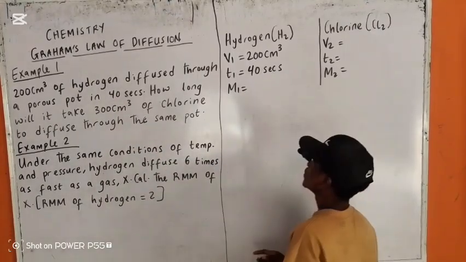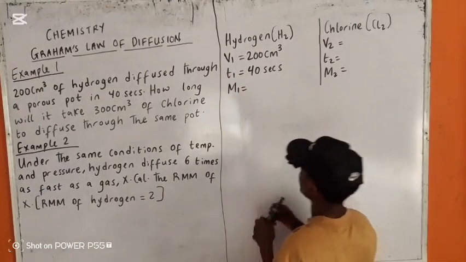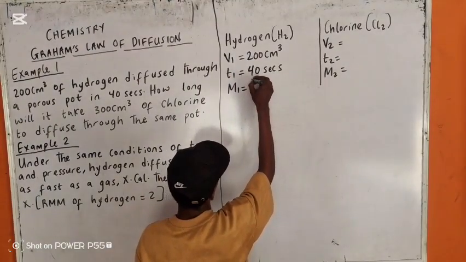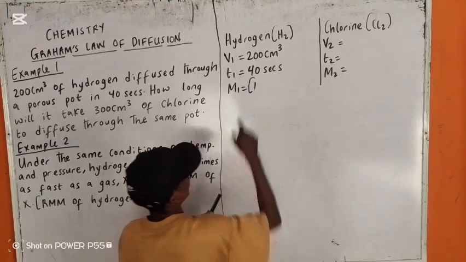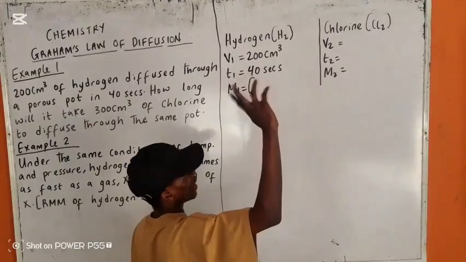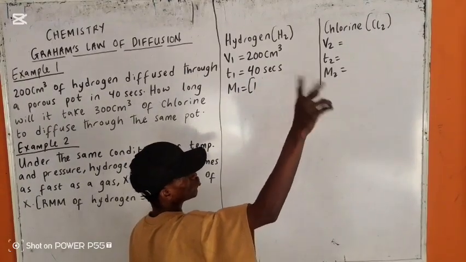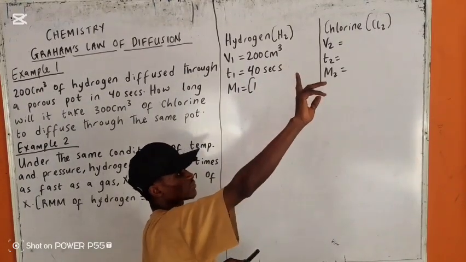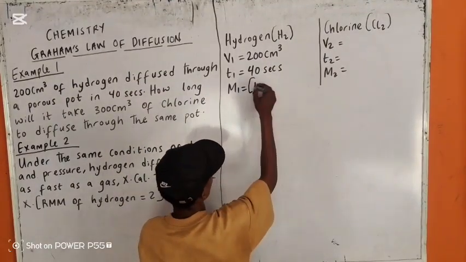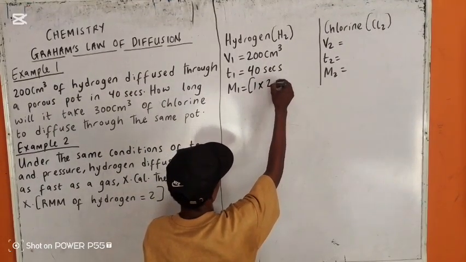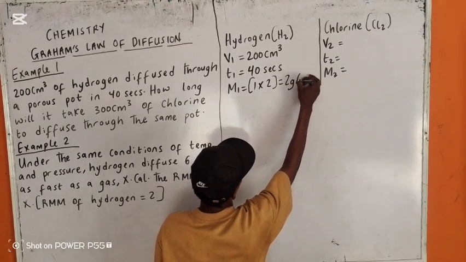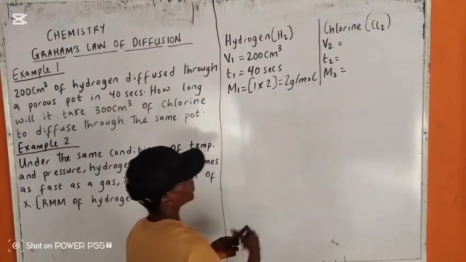Now, what is the molecular mass for hydrogen? Like I said earlier, hydrogen has a mass of 1. But hydrogen is diatomic in nature, meaning it exists as 2 atoms bonded together by a covalent bond. So you have H2, 2 atoms of hydrogen, and that will be 1 times 2. So finally we get 2 grams per mole, or you can say 2 grams.